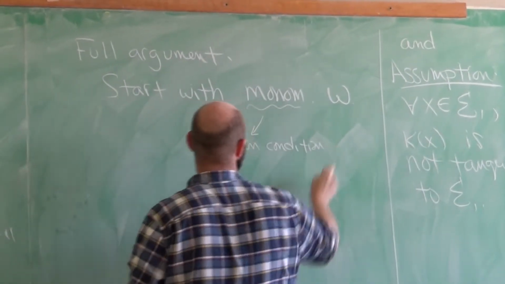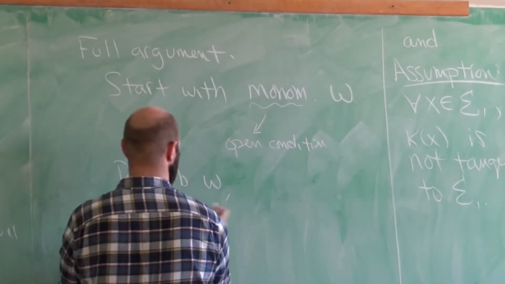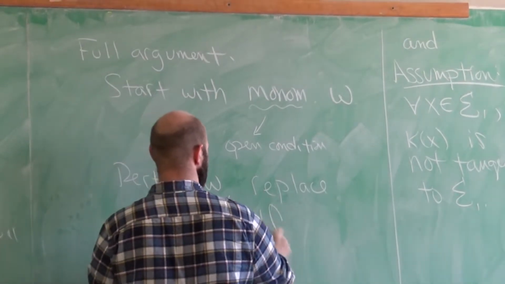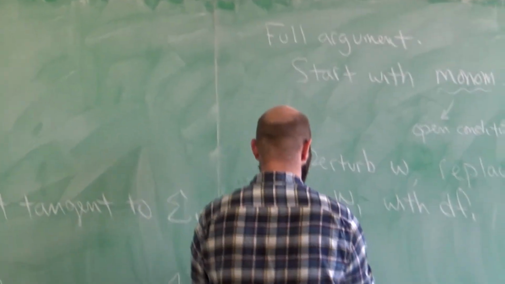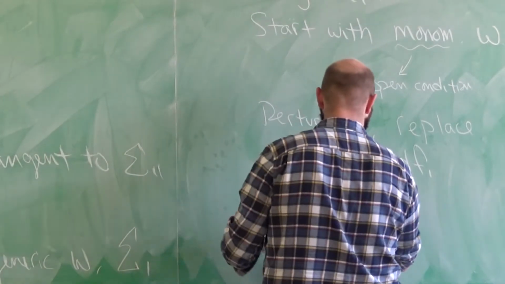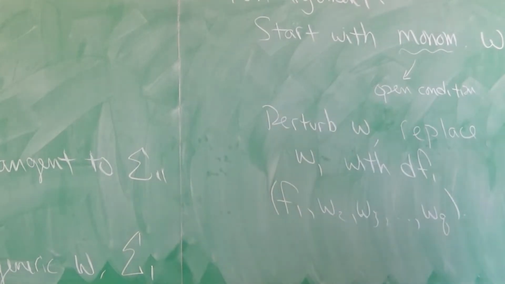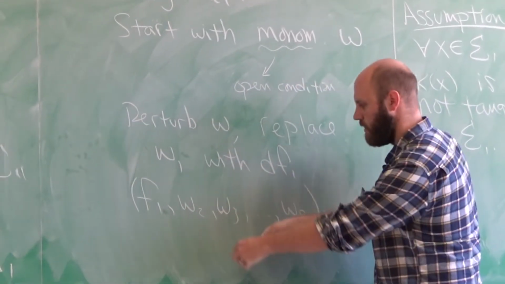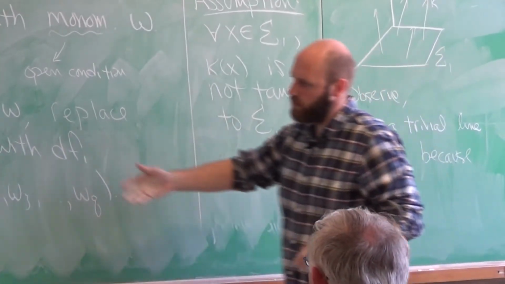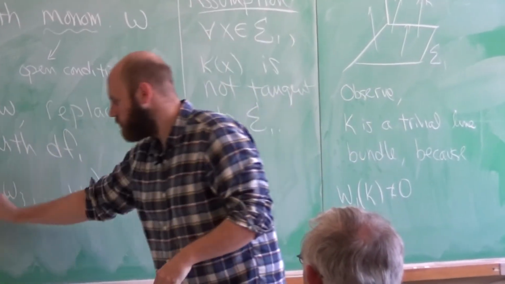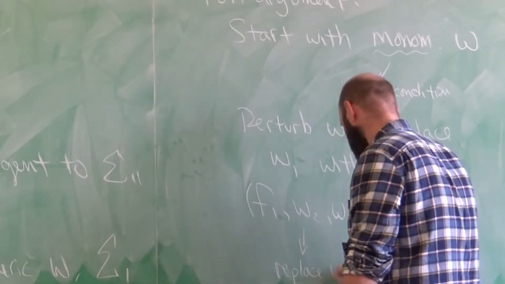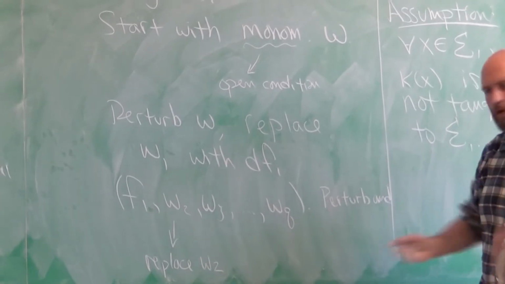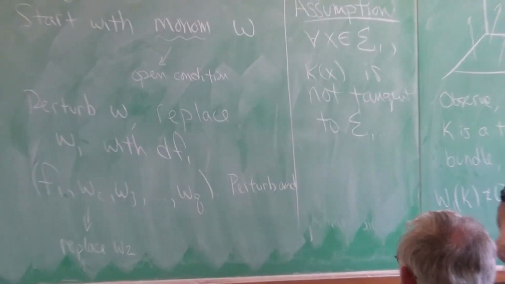So the full argument would be we start with our monomorphism. We perturb it so that this is satisfied. And we're allowed to perturb it because this condition is an open condition. So we can perturb omega and replace, using this strategy, with this. And now we have this. We can perturb this as a function from m to r, and the rest of these as forms, to still get this genericity property, and use this to replace. So perturb and replace this. Okay, so you can continue this until they're all replaced and you end up with an immersion.